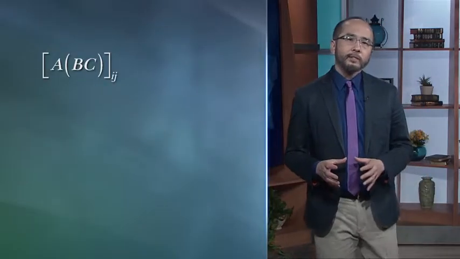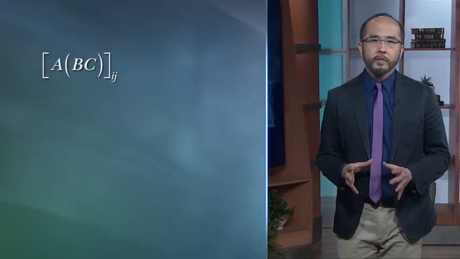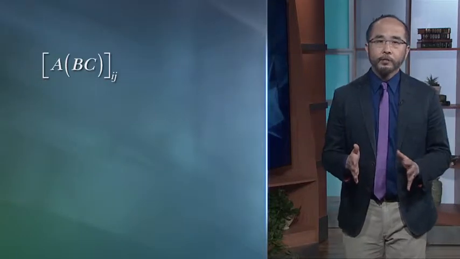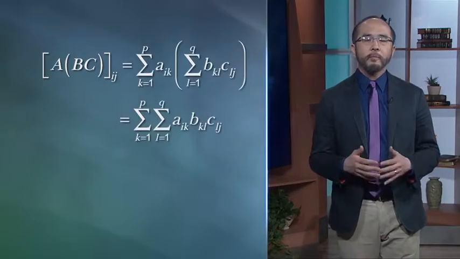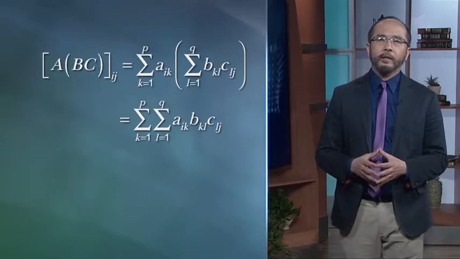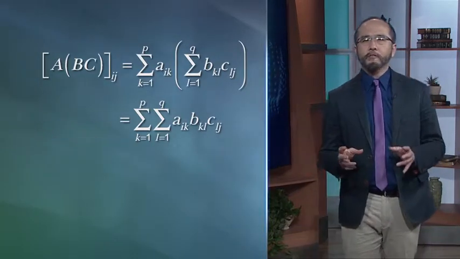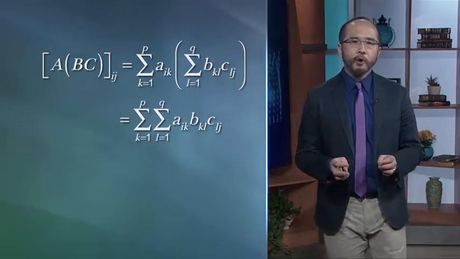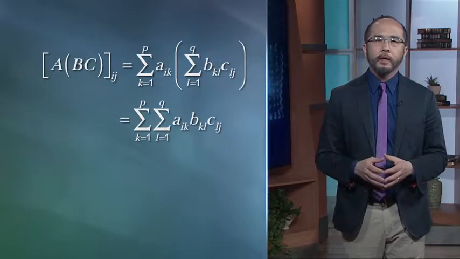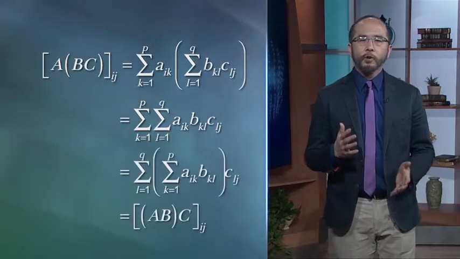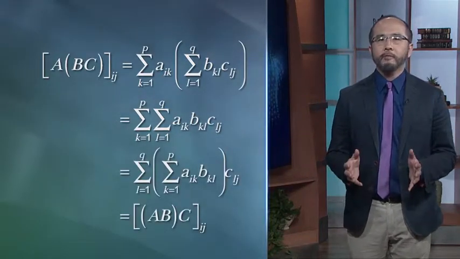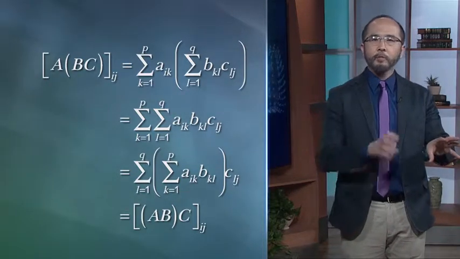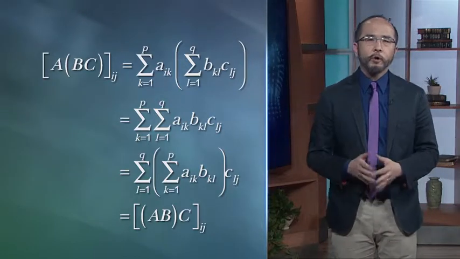If we look at the product A times the product B times C and write out the expression for the ijth entry, you will get a sum over some index, call it K. Now write out the expression for the kjth entry of BC. You will get another sum over an index L. If you manipulate this by switching the order of the sums, you can see it will give the expression for the product first multiplying A times B and then multiplying by C using the row-column formula.